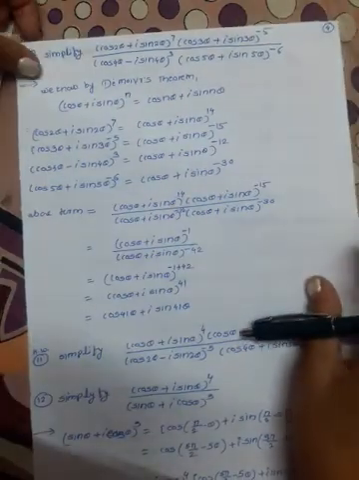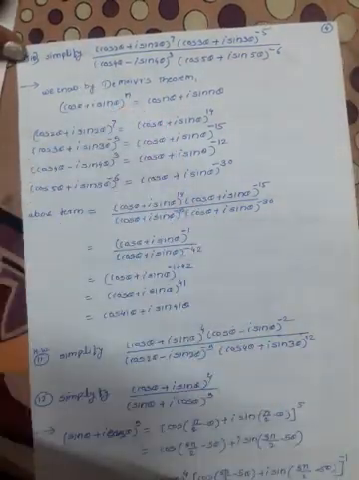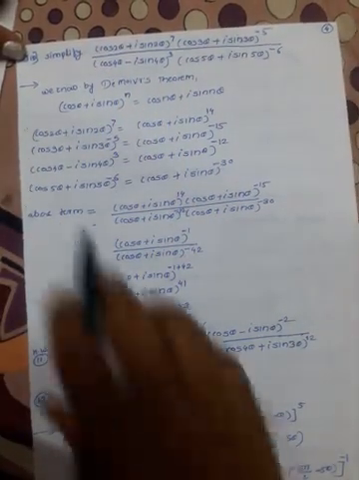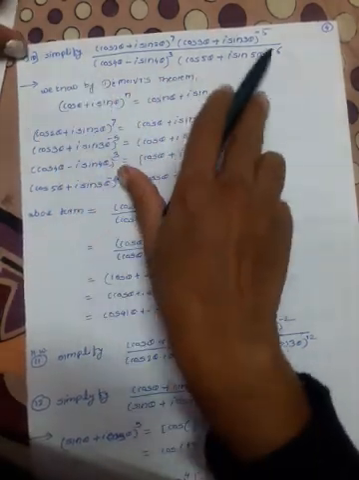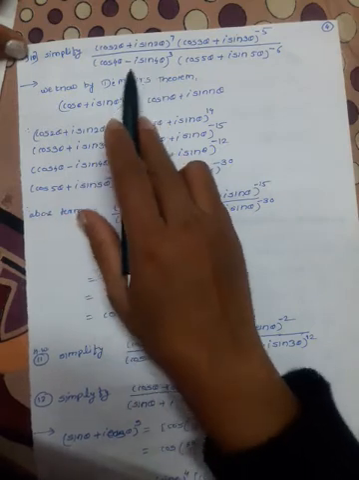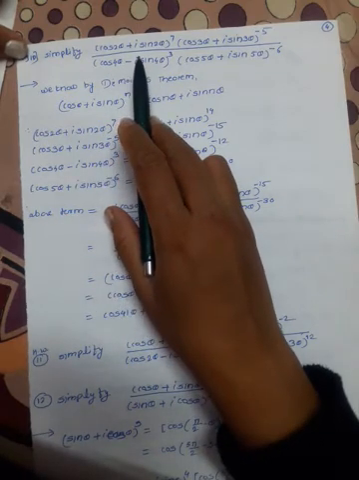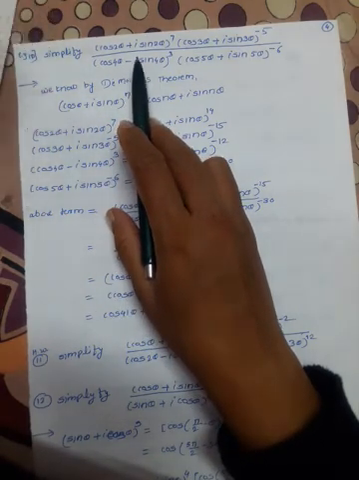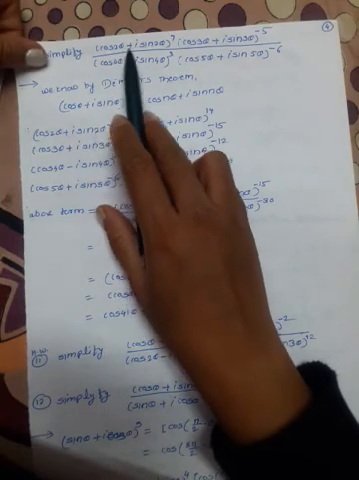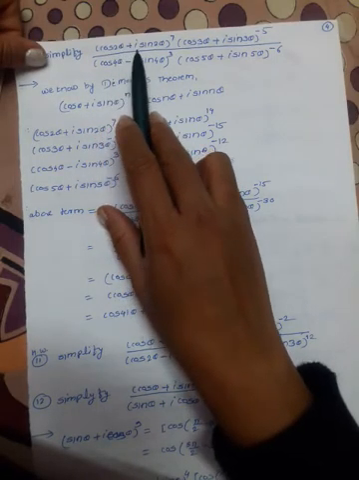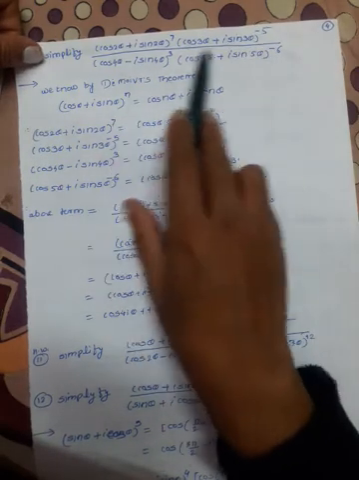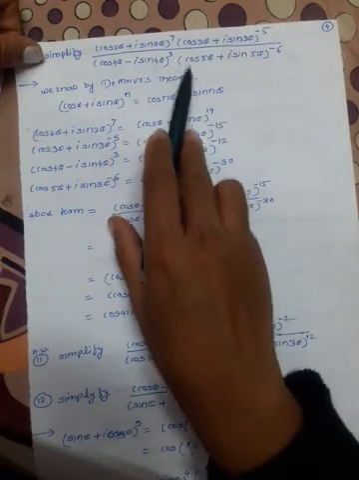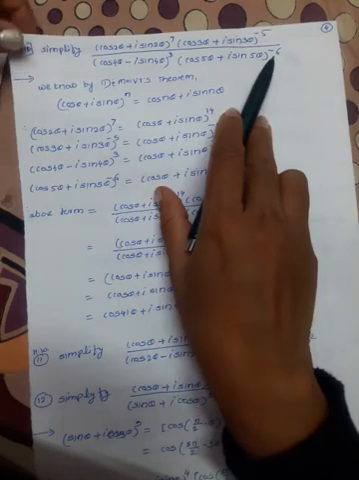Let us see the example. It's the easiest example of De Moivre's theorem. Simplify. We have to simplify this term, that means we have to make it into a single term. The numerator is (cos 2 theta plus i sin 2 theta) raised to 7 times (cos 3 theta plus i sin 3 theta) raised to minus 5, whole divided by (cos 4 theta minus i sin 4 theta) raised to 3 times (cos 5 theta plus i sin 5 theta) raised to minus 6.